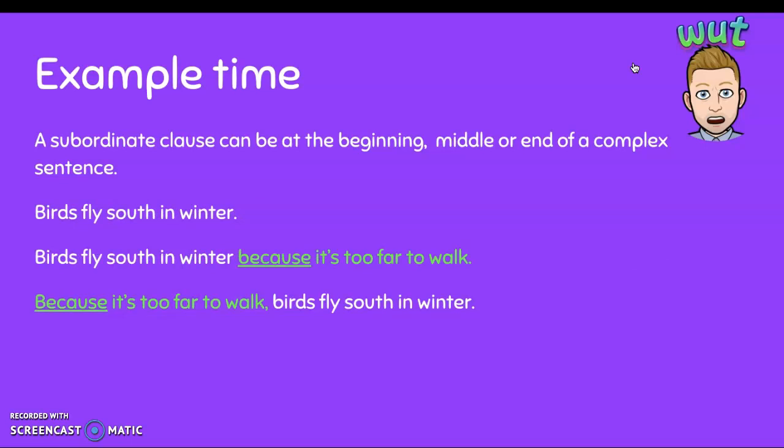Another example. Birds fly south in winter. Birds fly south in winter because it's too far to walk. So we've added a subordinate clause to our main clause, and we've started that off using the word because. How would that sentence look if we put the subordinate clause at the start? Because it's too far to walk, birds fly south in winter.